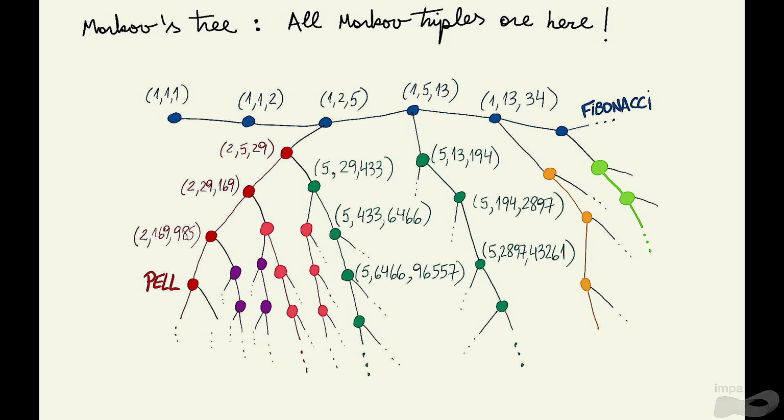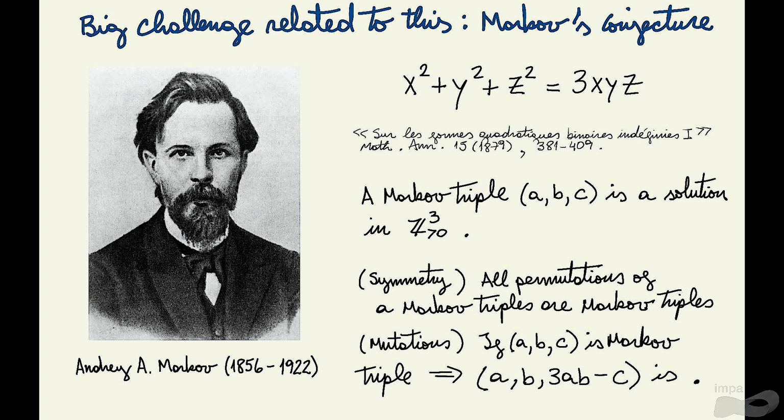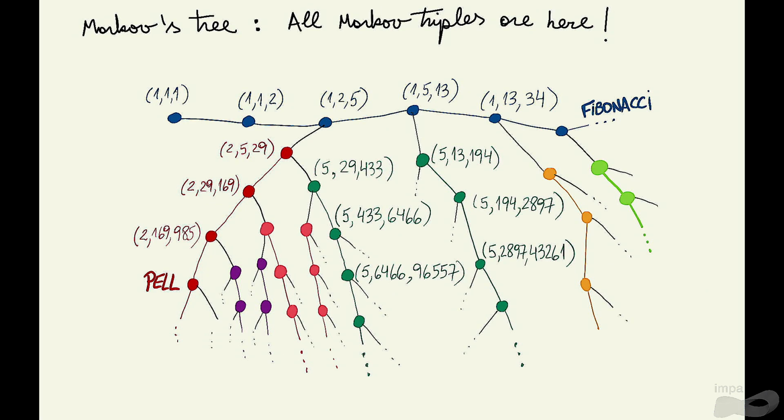Okay. It turns out that with those operations, you have a tree similar to the Wahl tree, but now we have the Markov tree. So you start with 1, 1, 1, which is a solution. 1 plus 1 plus 1 equals 3. And 1, 1, 2 is also a solution. And then you continue mutating and doing this operation, the permutations. And you obtain this tree.